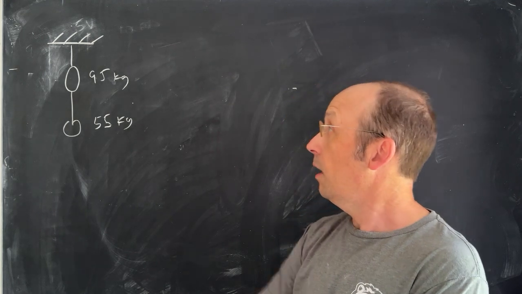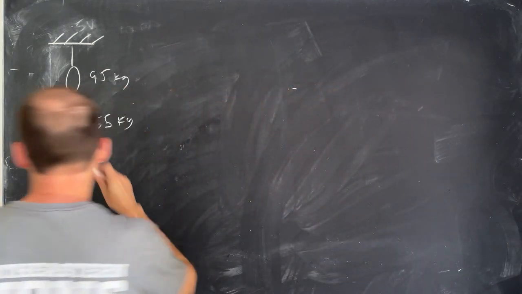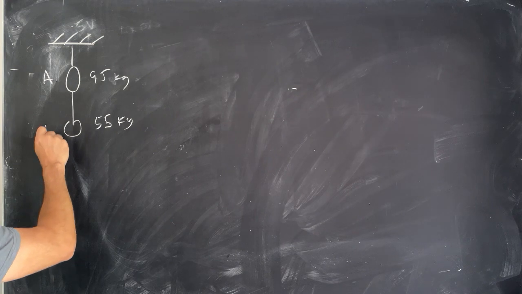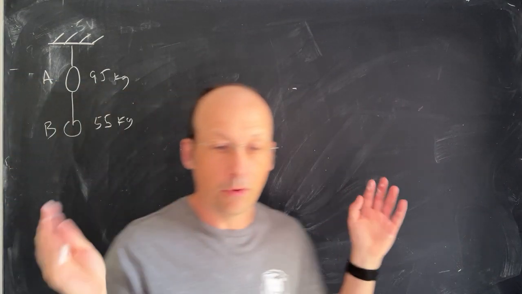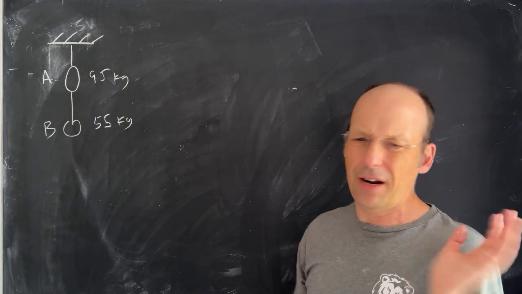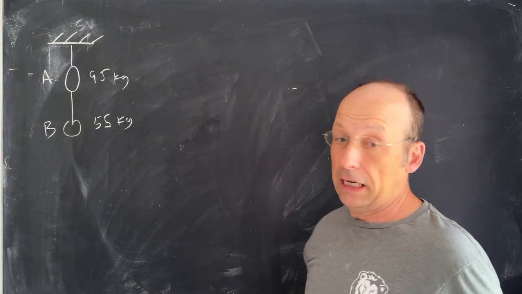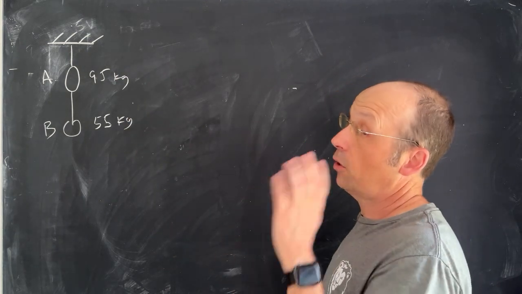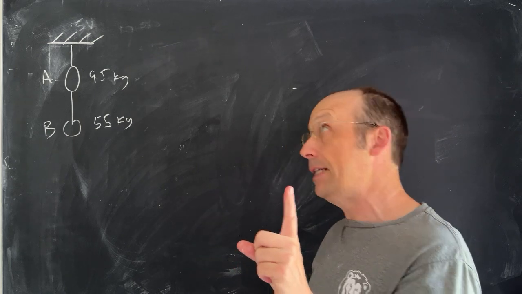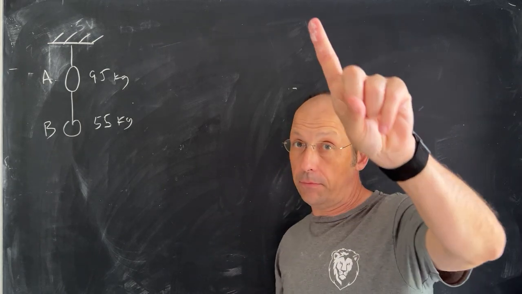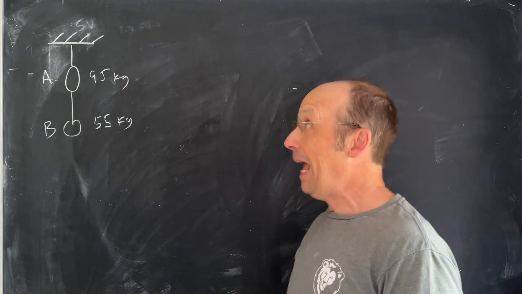Let's call them Superhero A and Superhero B, because I don't want to write Trusty and Sidekick or whatever; it doesn't really matter. Masses of 95 kilograms and 55 kilograms. And so we want to, A, draw free body diagrams for Superhero A, Superhero B, and the rope.